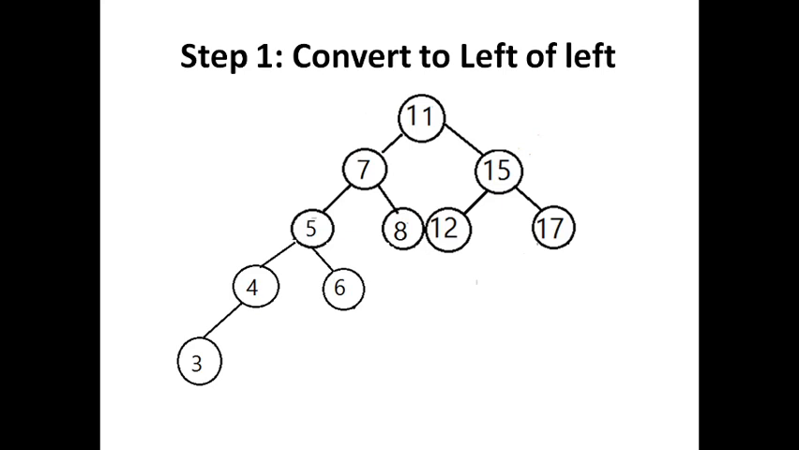Once it has become left of left, then we have to deal with it. So we have to check at which node we have the unbalancing. Here it is balanced. Here also it is balanced because the difference is 1. At 7 it is not balanced because there are 3 edges in the left subtree, but only one in the right subtree. So the difference is 2.